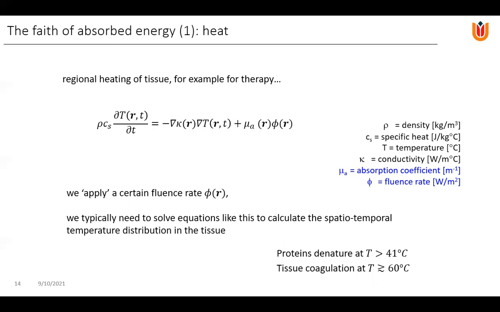Of course, in many situations, many applications, it can be a little bit simpler. Just to give you a ballpark idea of what the values are: proteins start to denature at temperatures of around 60 degrees or more.